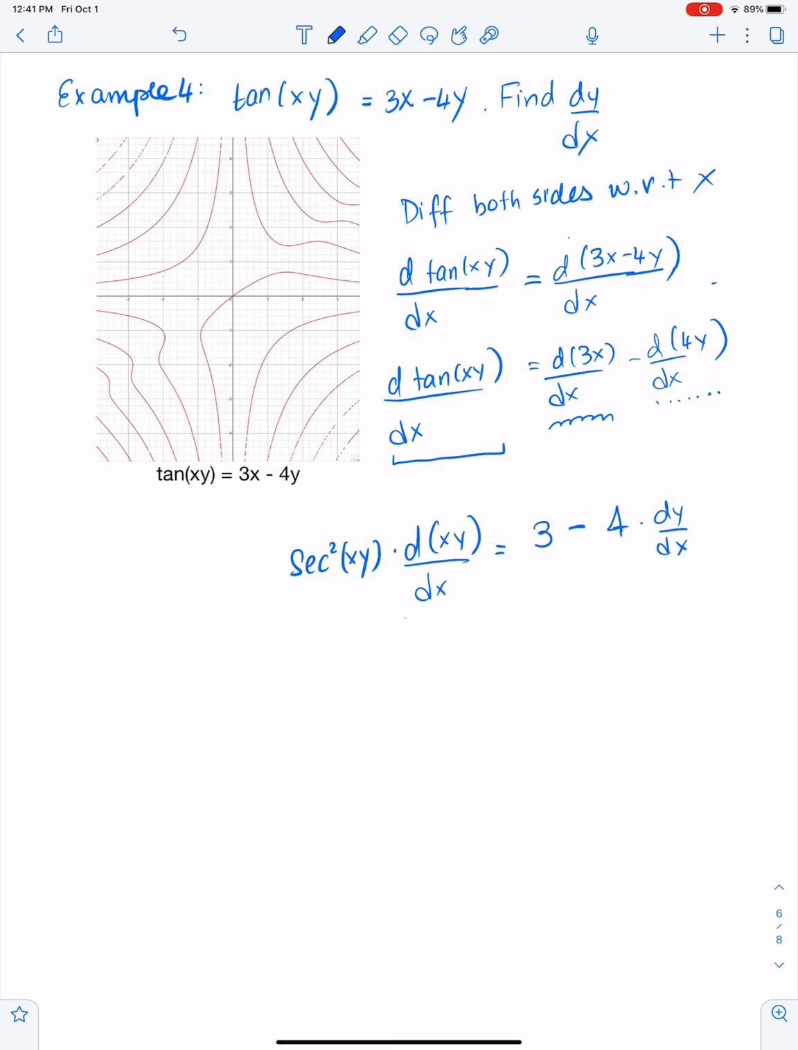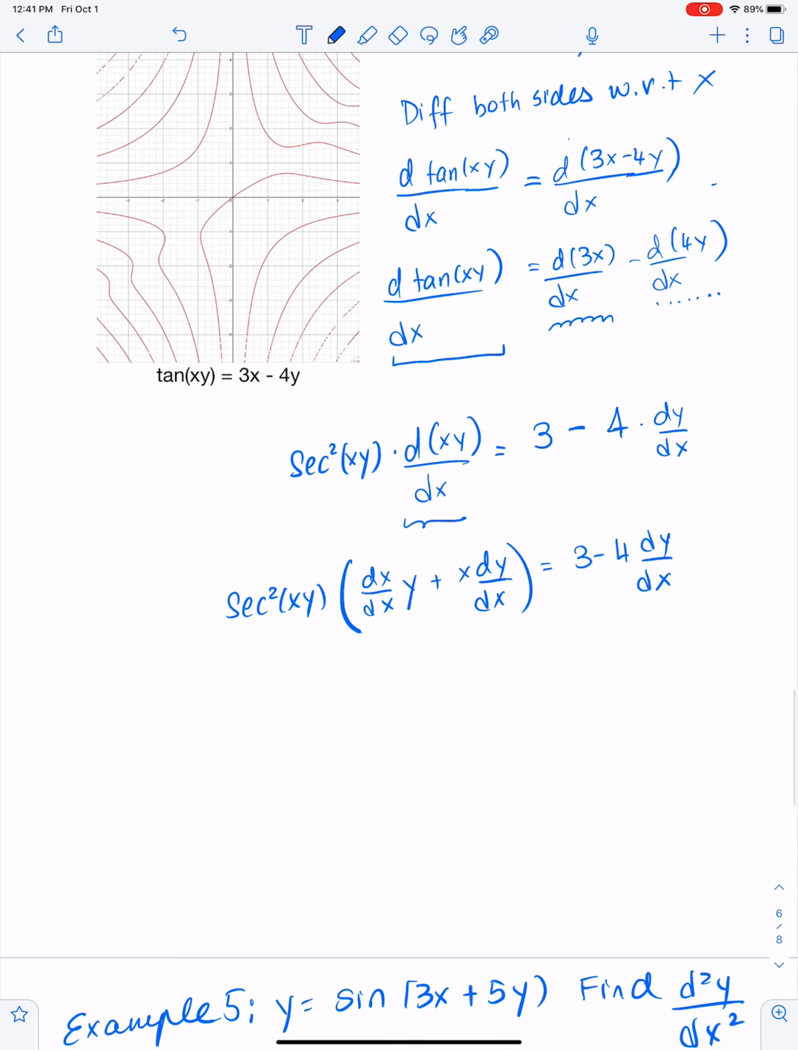Okay, and now what's left is to differentiate x times y. I said the word times, so obviously you have the product rule. But make sure you put a parenthesis. Okay, so what's the product rule say? It's the derivative of the first times the second plus the first times the derivative of the second. And that is 3 minus 4 dy/dx.